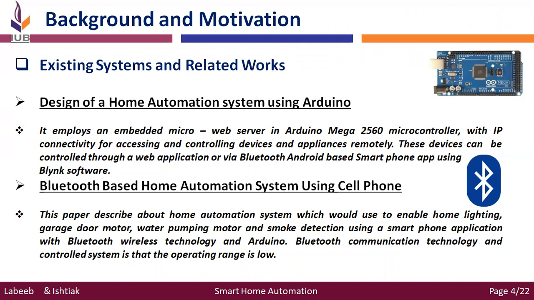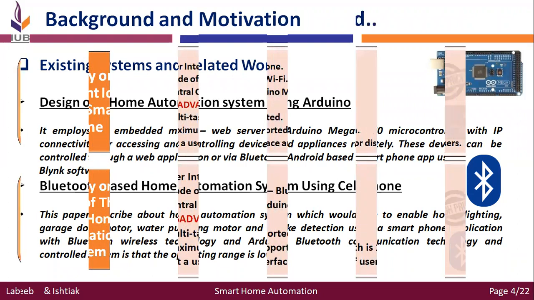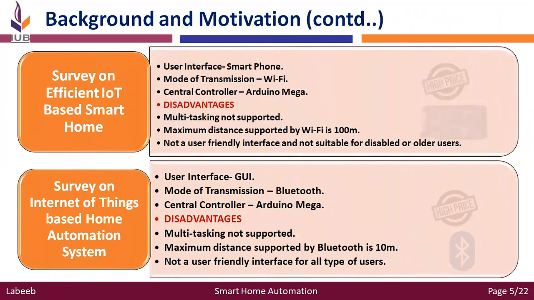This paper describes a home automation system which would be used to enable home lighting, garage door, water pumping motor and smoke detection using a smartphone application with Bluetooth wireless technology and Arduino. With Bluetooth communication technology, the operating range is low. So we have done a survey on IoT-based smartphone systems and we have found several advantages and disadvantages. So I'm going to talk about it.